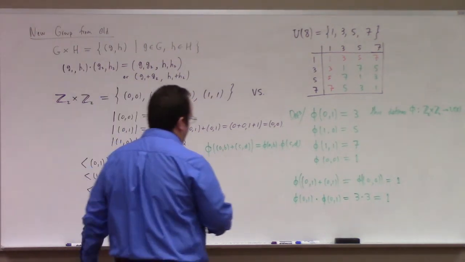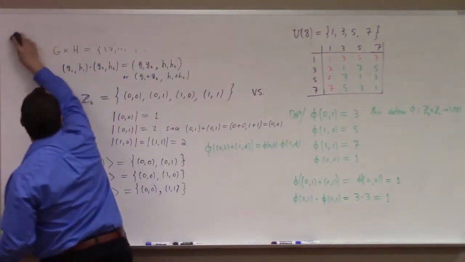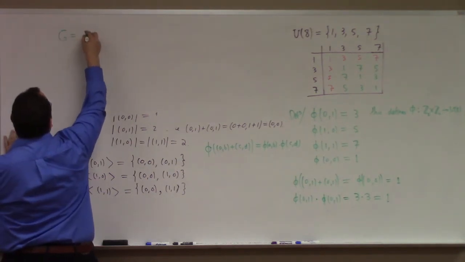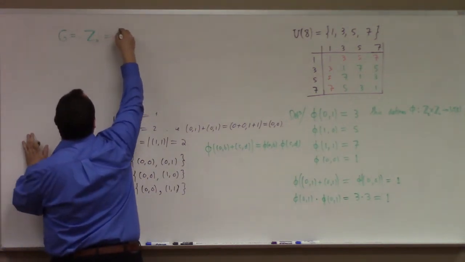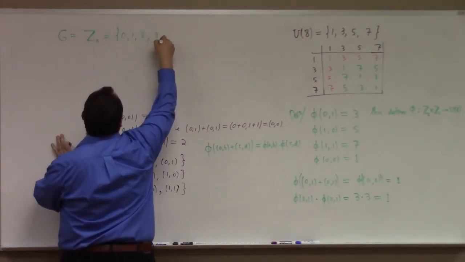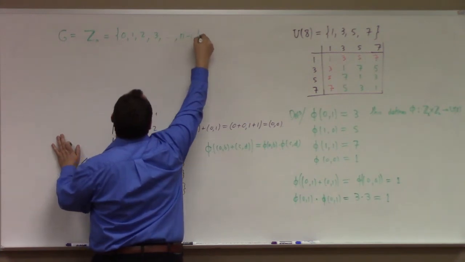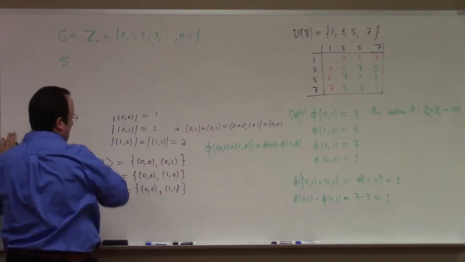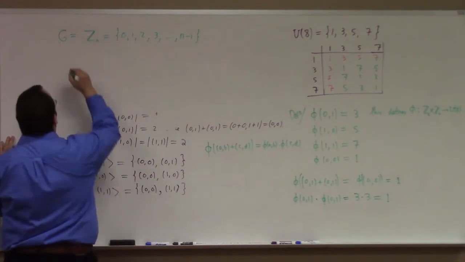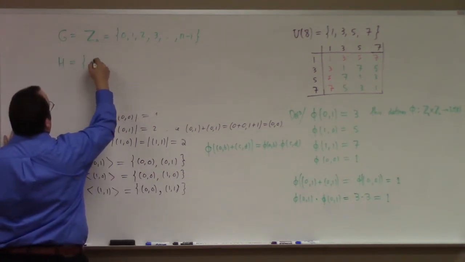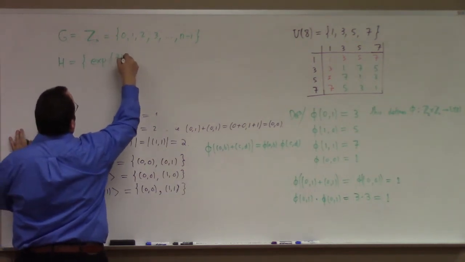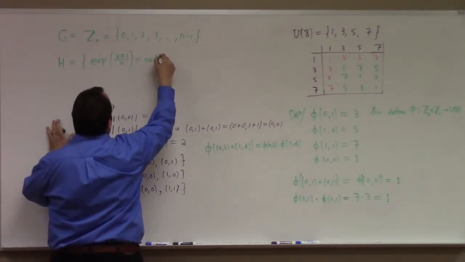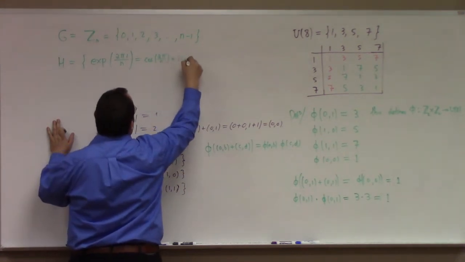Let me see here if I can find another example that's less tedious. We have G equals Z_n, which is 0, 1, 2, 3, and so on up to n minus 1. And then we have, let's say, I don't want to call it S_n. I don't have a name for this thing yet. Let me just call it H. And I'm going to say H is equal to exponential of 2 pi i over n, which for what it's worth is cosine of 2 pi over n plus i times the sine of 2 pi over n.